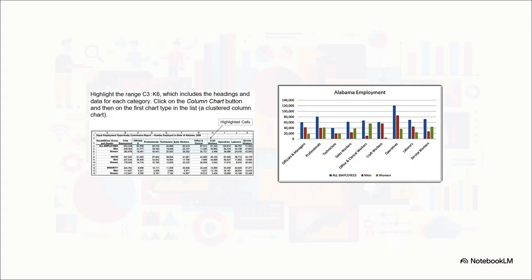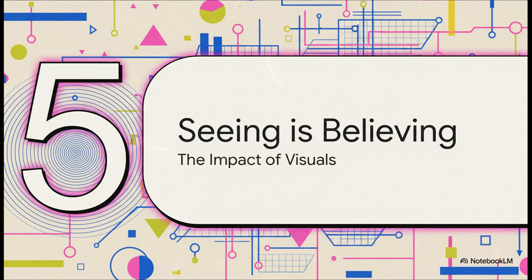Here's another great before and after. On the left, you've got this dense employment report, another wall of numbers, really hard to digest. And on the right, boom, a clear column chart. You can see the whole story of employment by job type and demographic in like 2 seconds. The difference is night and day. So when you boil it all down, this isn't just about making things look pretty. It's really about a completely different way of understanding and sharing information.